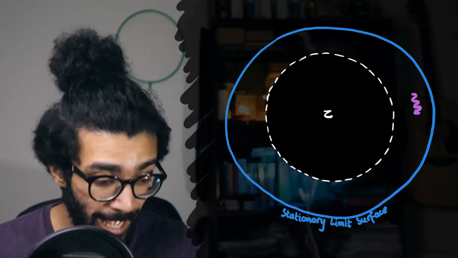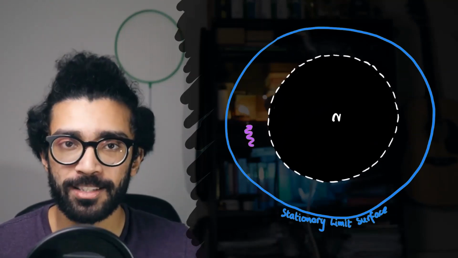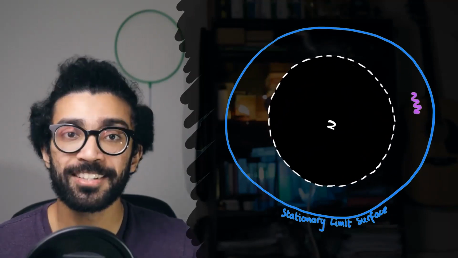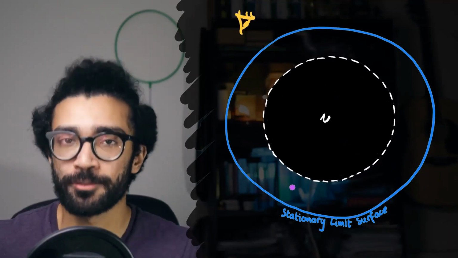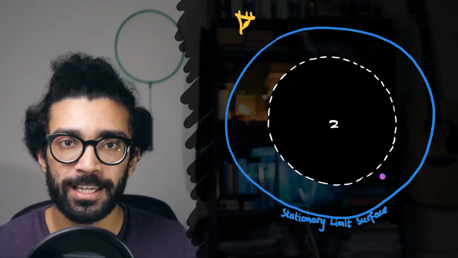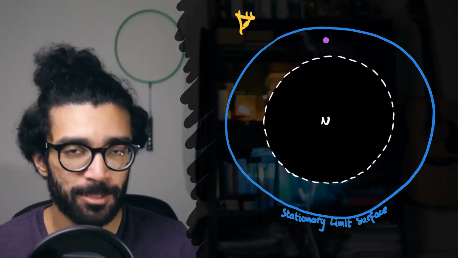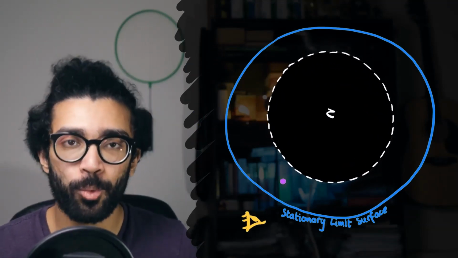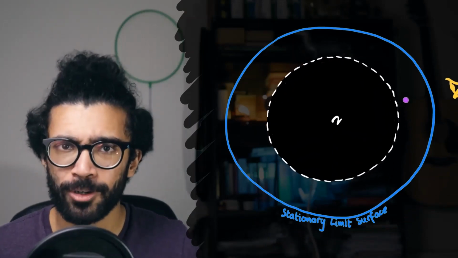And if a photon has to move with the rotation of the black hole, then any other object which has mass and inevitably moves slower than a photon must do so as well. This is what we mean by frame dragging. If we are to find a particular reference frame, like a point of view of looking at this particle inside the stationary limit surface, then in order for us to see the particle as stationary, our reference frame needs to be moving with the rotation of the black hole. The black hole's rotation is dragging our frame.